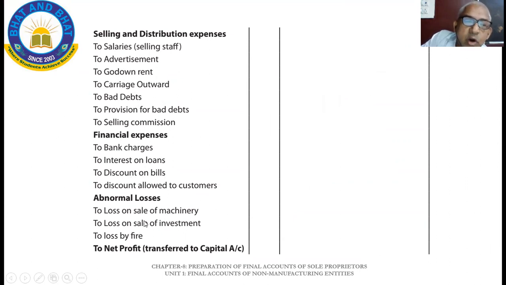Then if any abnormal losses, sometimes machinery, old one sold, realized value is less than the book value, or because of fire and all, that is abnormal losses. Okay. Next, that is net profit, I told you, like that.